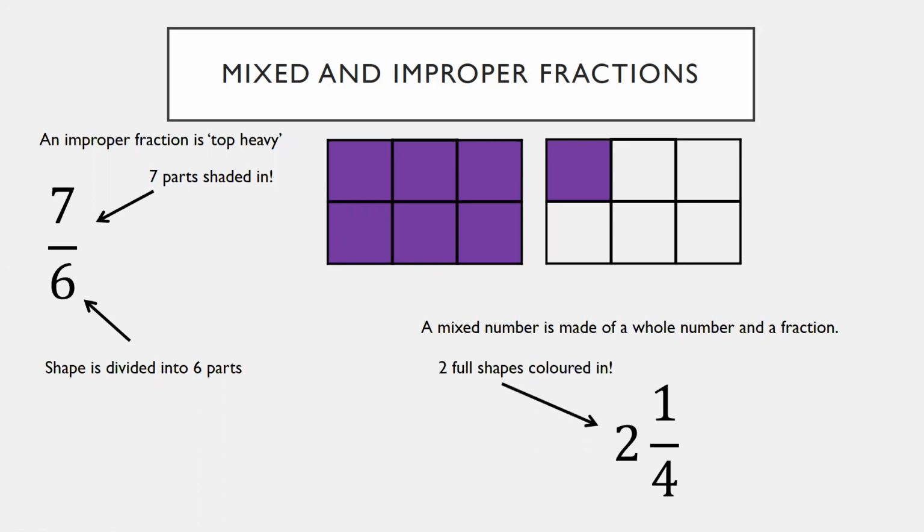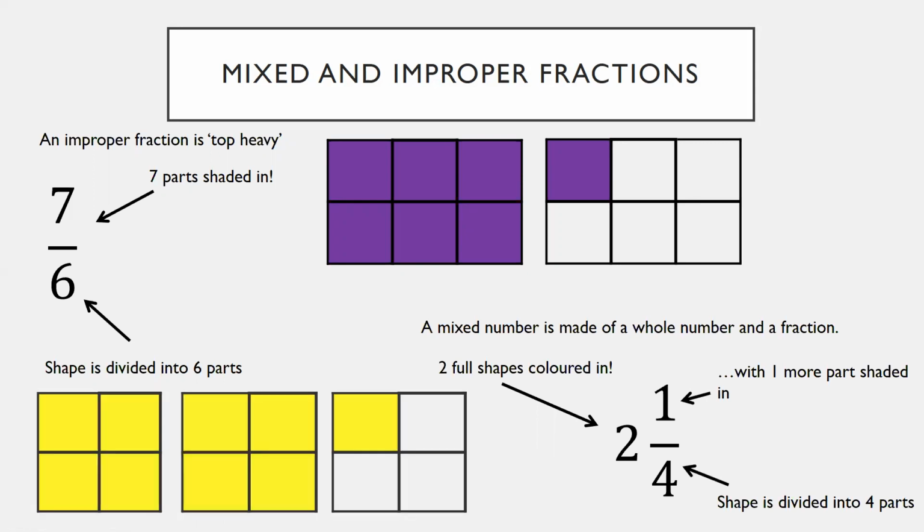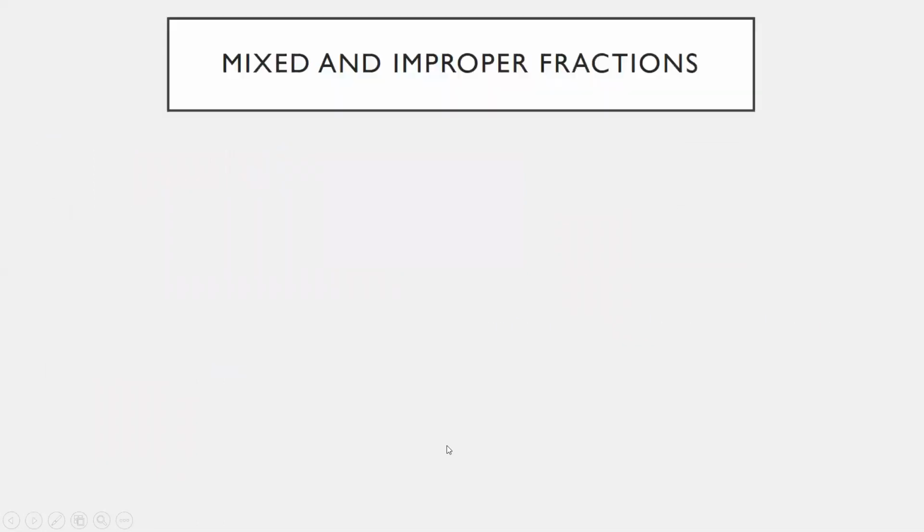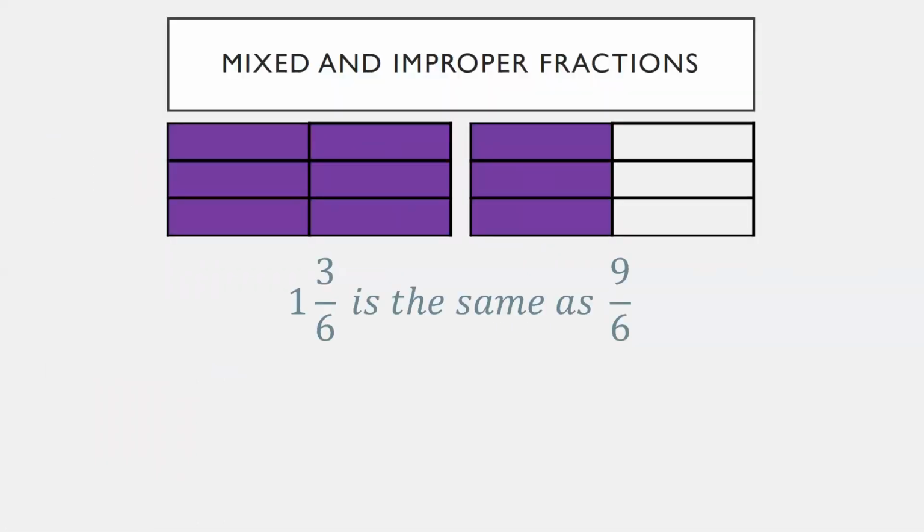And then a mixed number, that's made up of a whole number and a fraction. So the whole number is telling us how many full shapes there are coloured in. We've got one little bit left over, and then the shape will be split into 4. So as you can see, 2 full shapes, one little bit left over, and each of the shapes is split up into 4 pieces. So we can convert between the two.